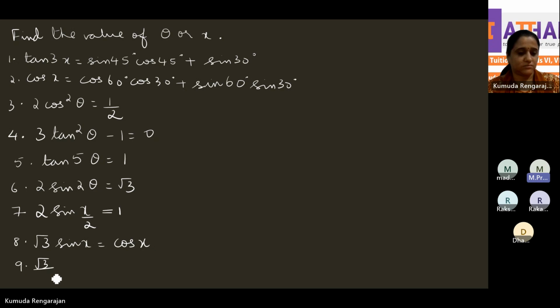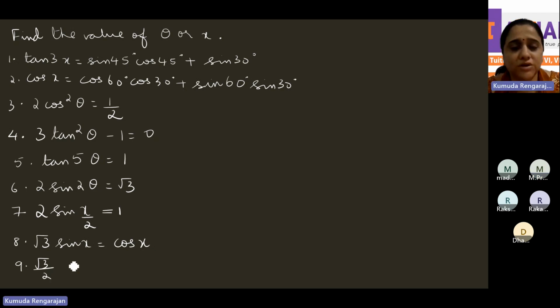X is equal to 15 for the first sum, ma'am. Yeah? X is equal to 15, ma'am. Oh, actually, I don't have the answers. I have to work and check. Anyways, yeah.